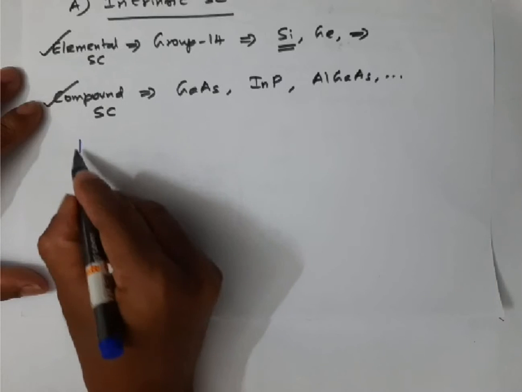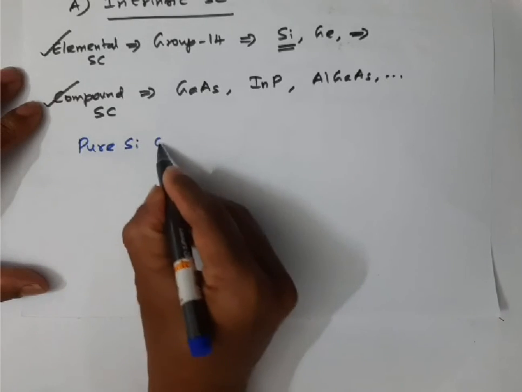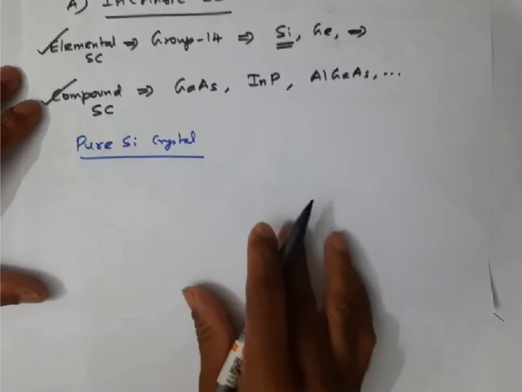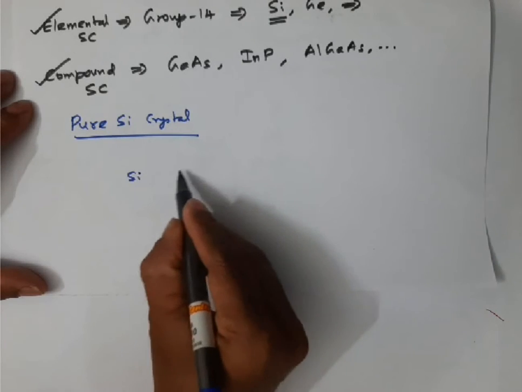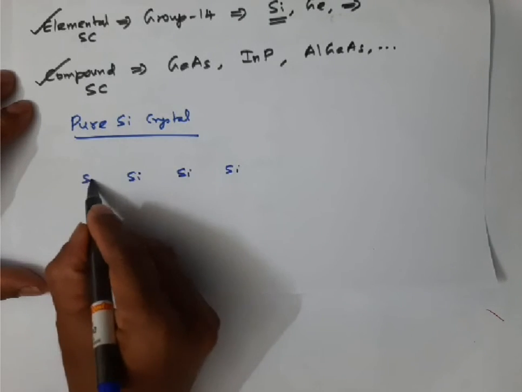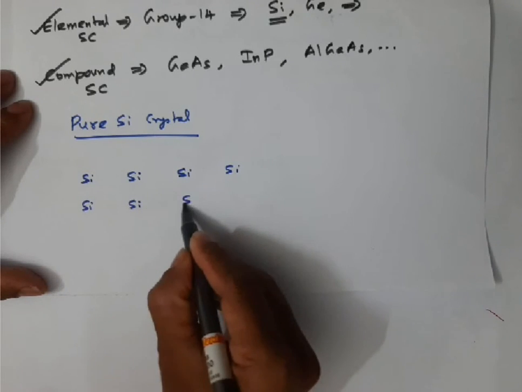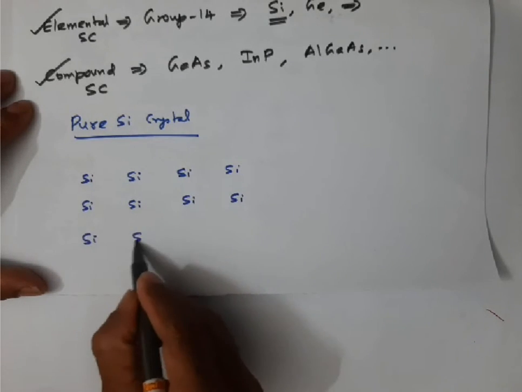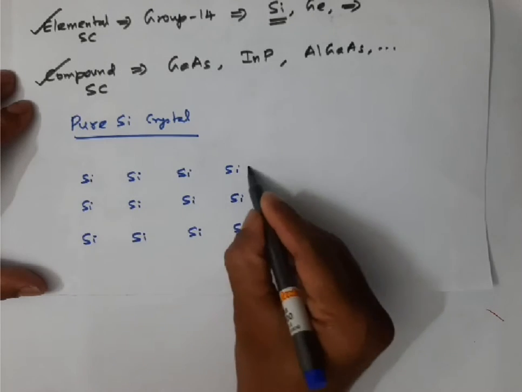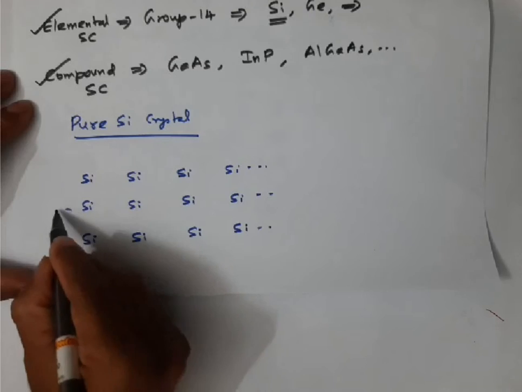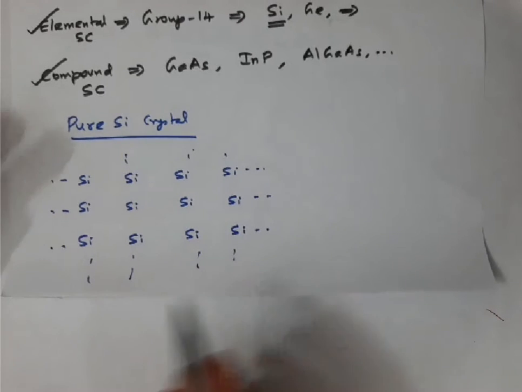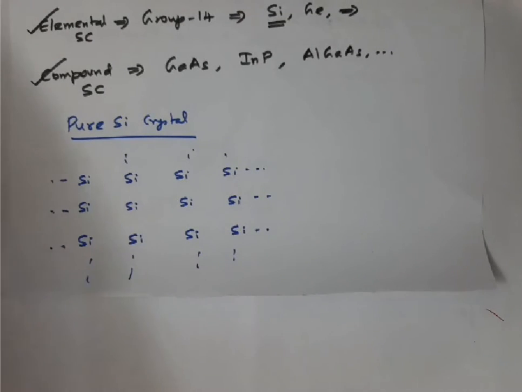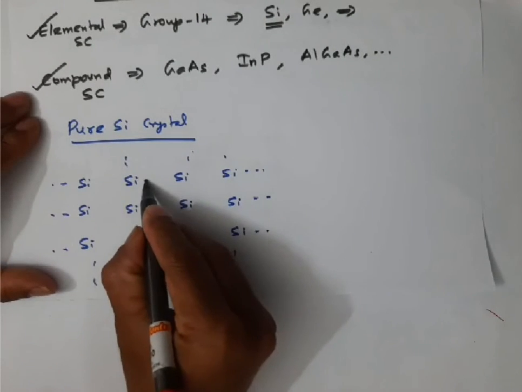Students, if you take pure silicon crystal, in pure silicon crystal we have adjacent silicon atoms. This is one silicon, this is another silicon. In the crystal, we have plenty of silicon atoms. This continues three-dimensionally in all directions. Between one silicon and the adjacent silicon there is a covalent bond. Let me show the covalent bond like this.